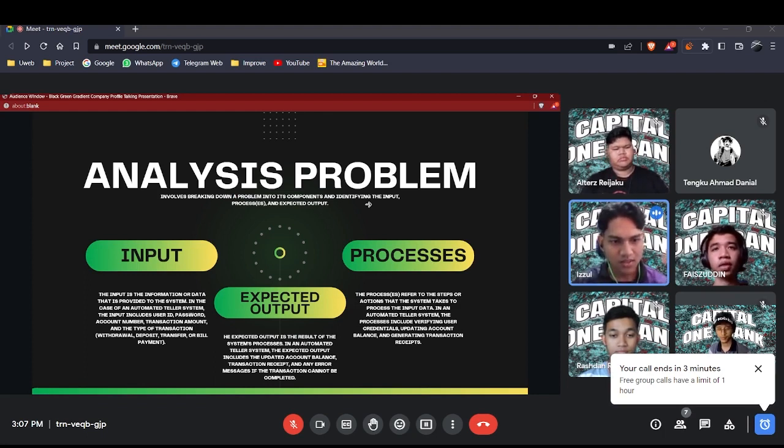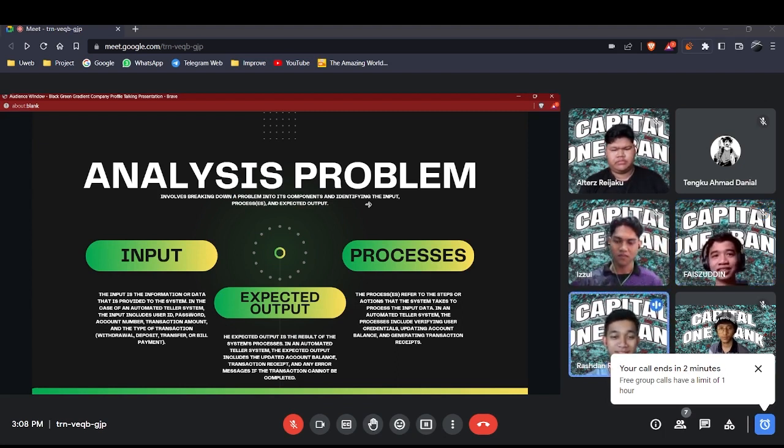In the case of an automated teller system, the input includes user ID, password, account number, transaction amount, and the type of transaction, like withdrawal, deposit, transfer, or bill payment. The process refers to the steps or actions that the system takes to process the input data. In an automated teller system, the process includes verifying the user's credentials, updating the account balance, and generating a transaction receipt.